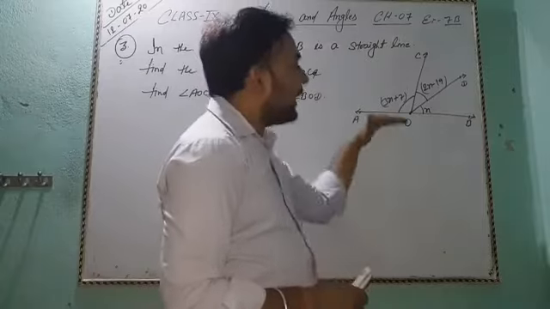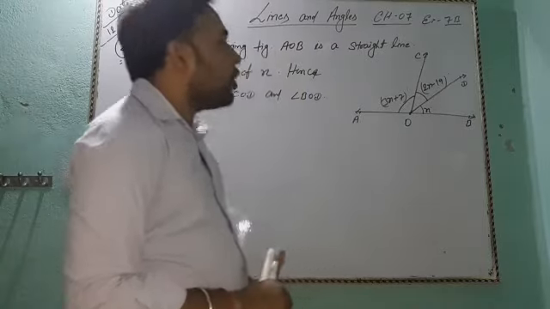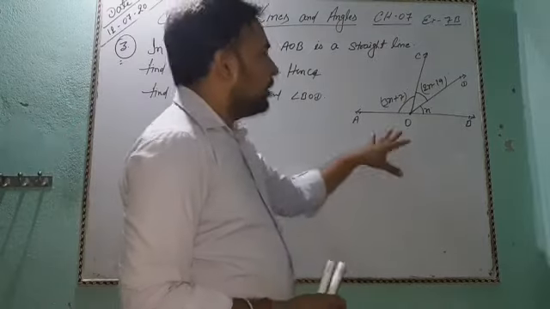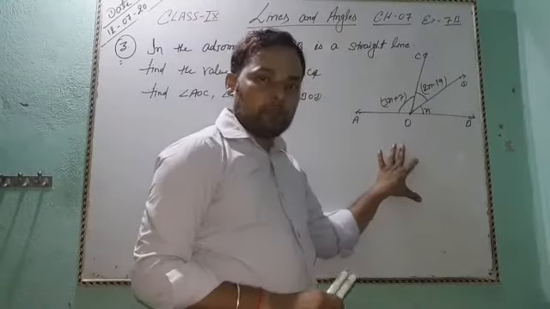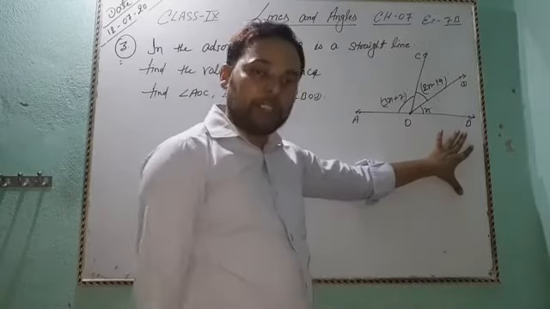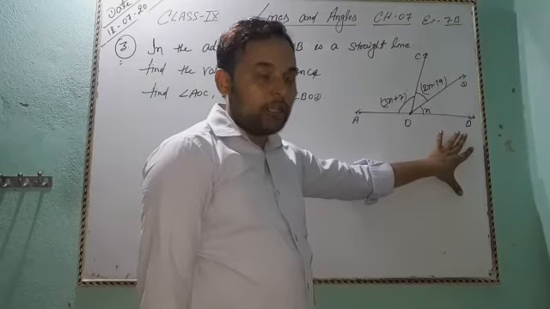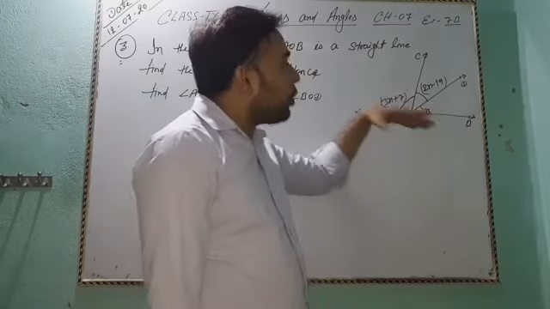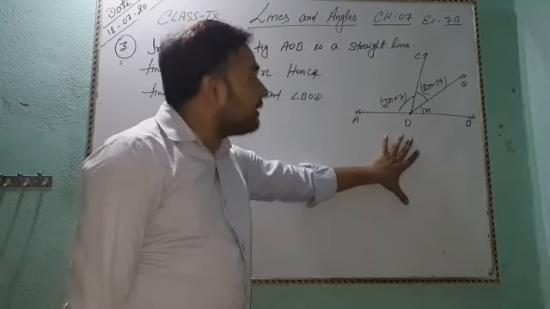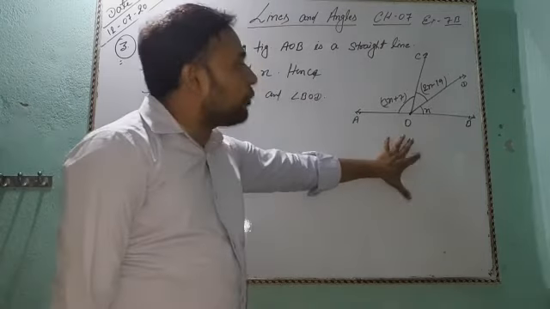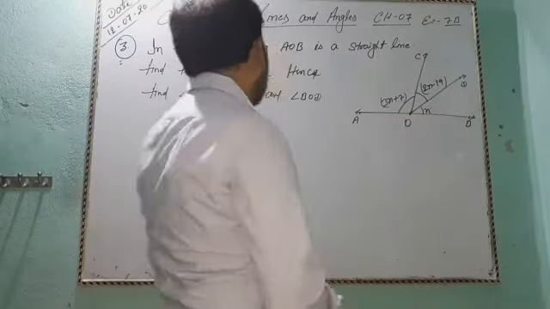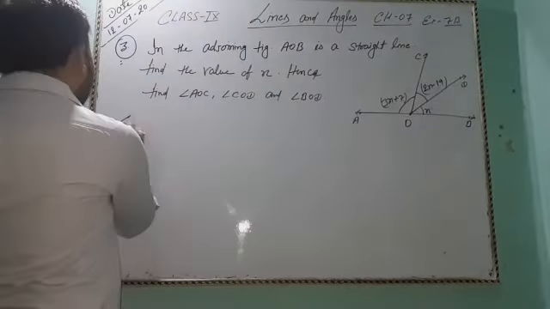We know that the sum of all angles on the same side of the line AOB at the given point O is 180 degrees. So let's start the solution.